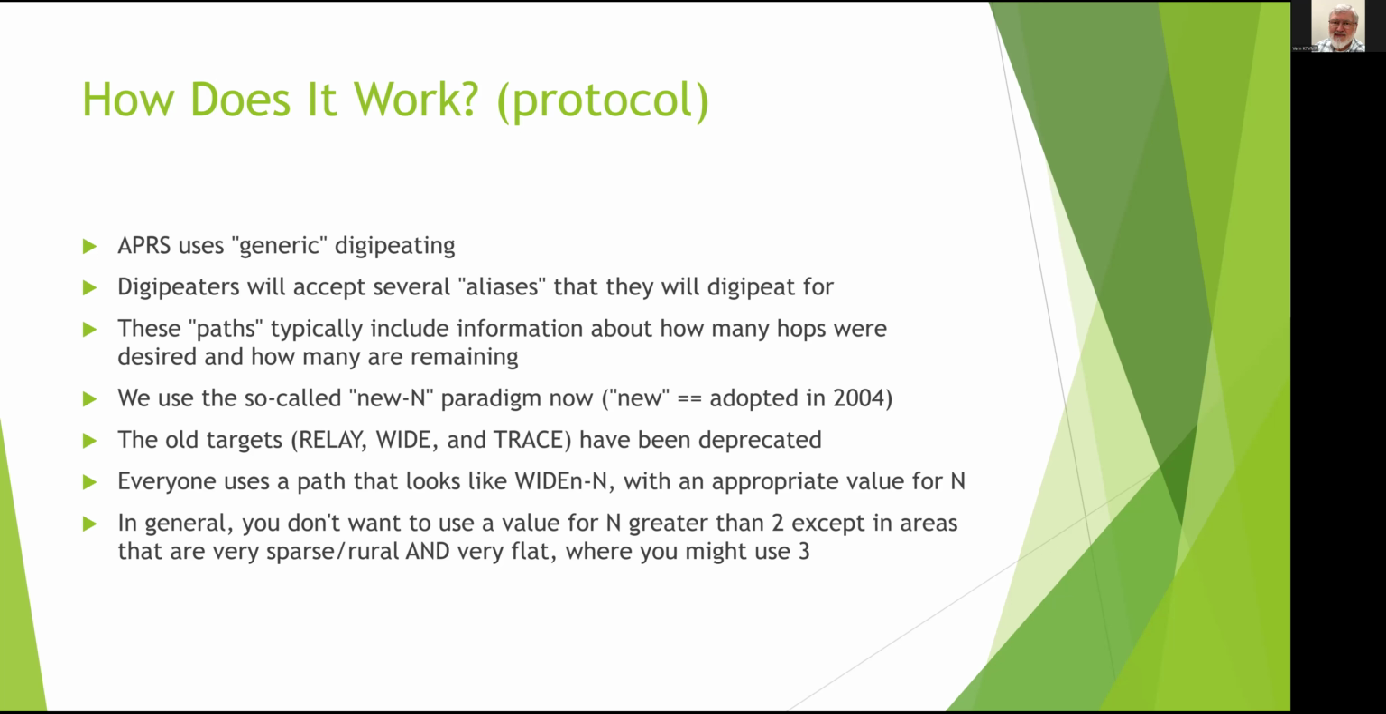Everybody uses a path now that looks like WIDEn-N with some appropriate value for n. In general, if you think about what this n is, it's the number of hops. So when I say WIDE2-2, what I'm saying is I want it to go 2 hops and it has 2 hops left to go. So when the digipeater receives it, it will decrement that second 2 to a 1 and resend it with a path of WIDE2-1. And then another digipeater receiving that will take that 1 off and end up with 0 and say, I can't digipeat this anymore. So it won't send it any farther. Okay.